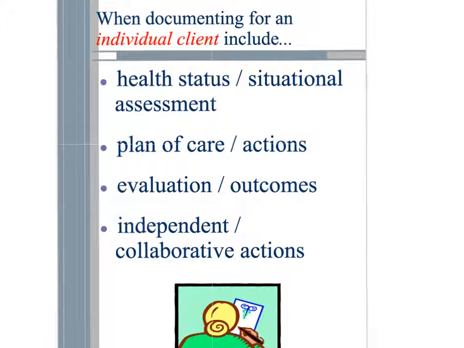As previously stated, sometimes the clients are individual people and sometimes they're groups. And so when we've got an individual client, we need to have data about their health status. What assessments do we see? We need to have what actions were done. What is the plan of care for this patient? And how did this patient respond? So what are the evaluations or the outcome to the treatment?